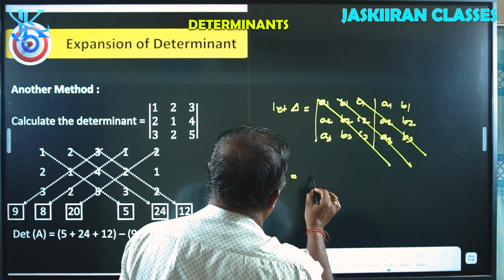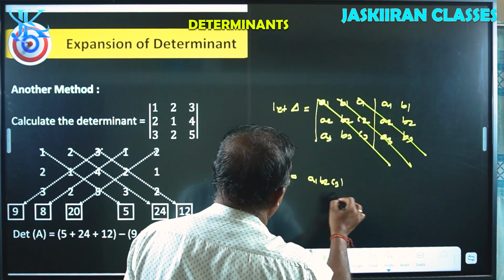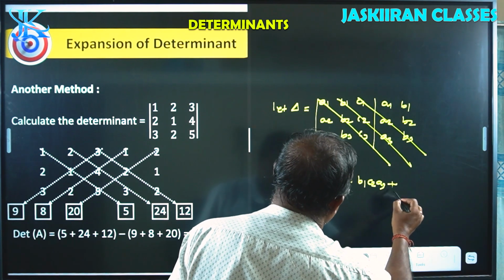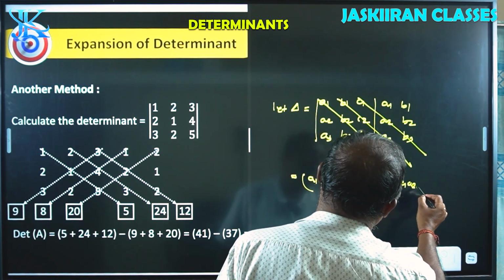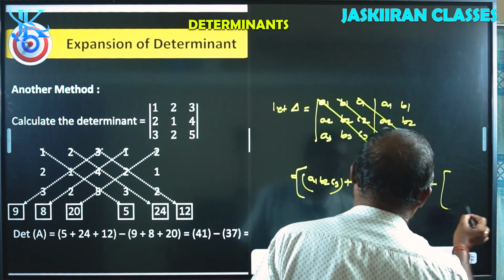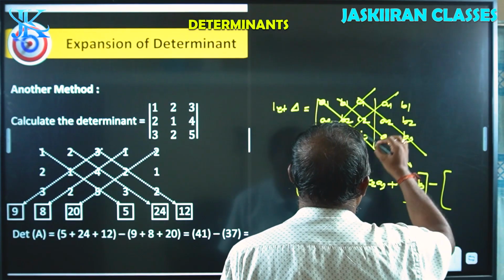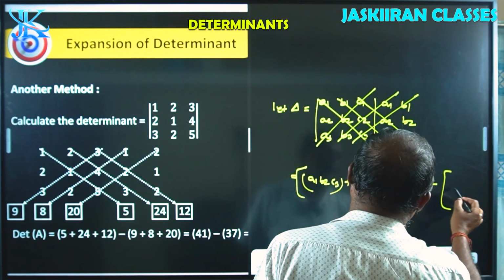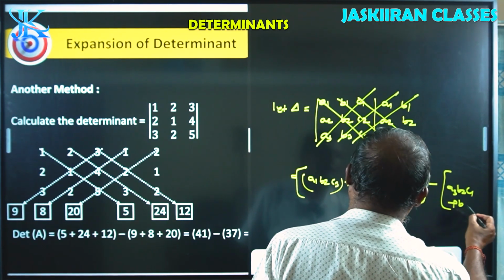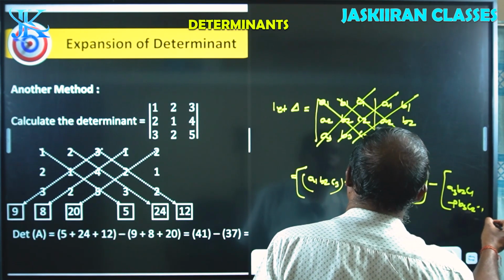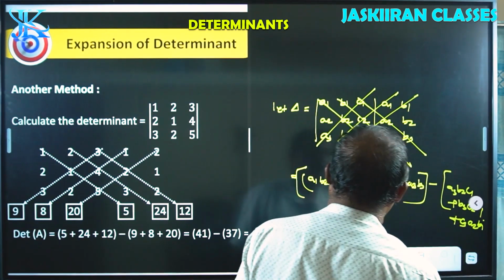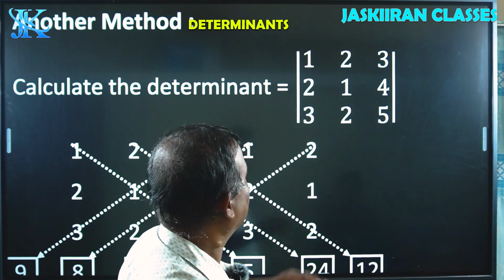So taking the sign of A1, B2, C3 plus B1, C2, A3 plus C1, A2, B3. Then minus. Upward all are minus. That is A3, B2, C1 plus B3, C2, A1 plus C3, A2, B1. Downward is positive and upward is negative.